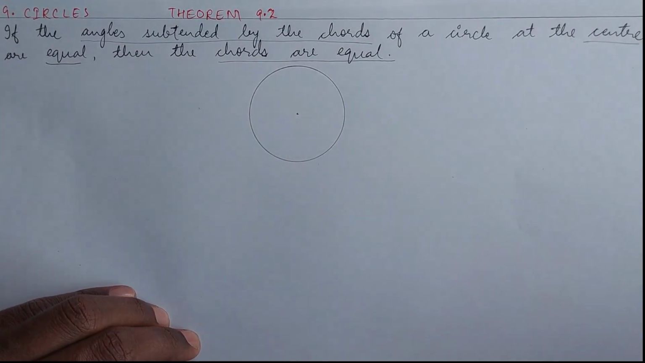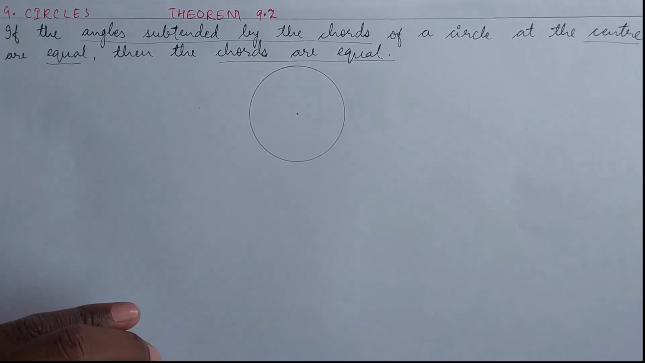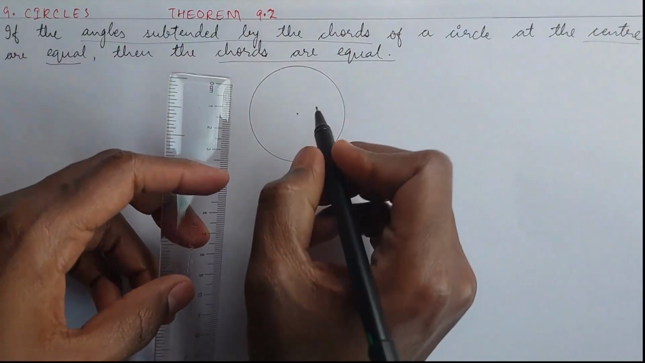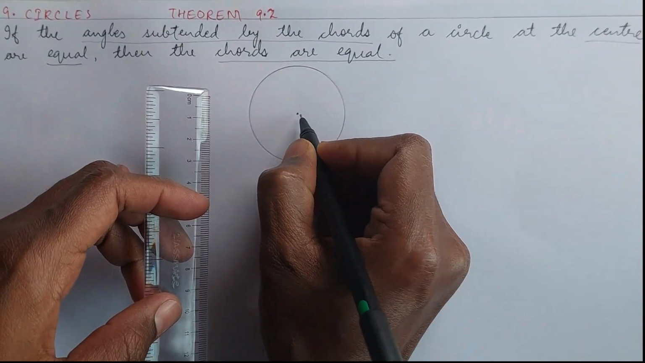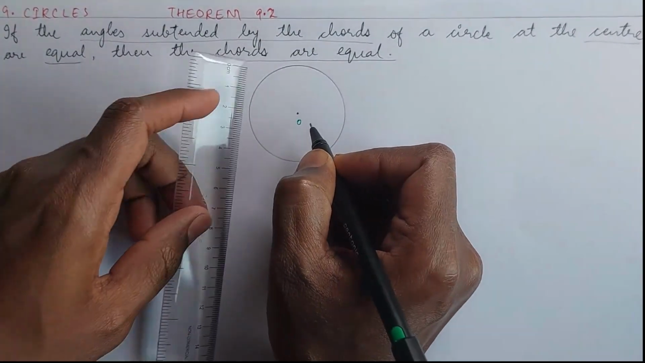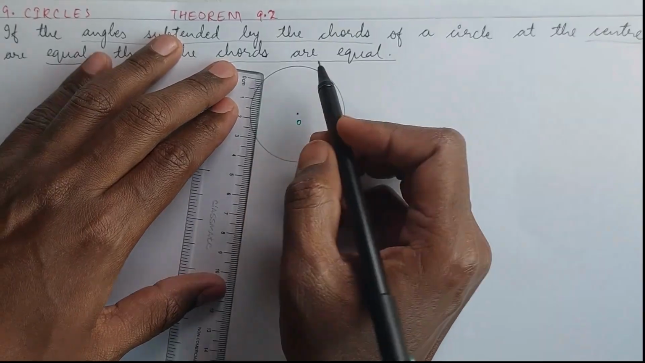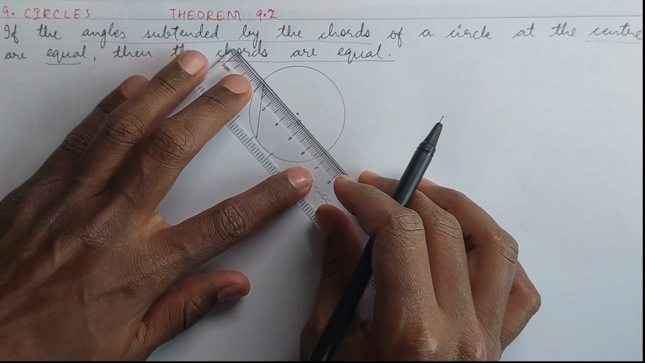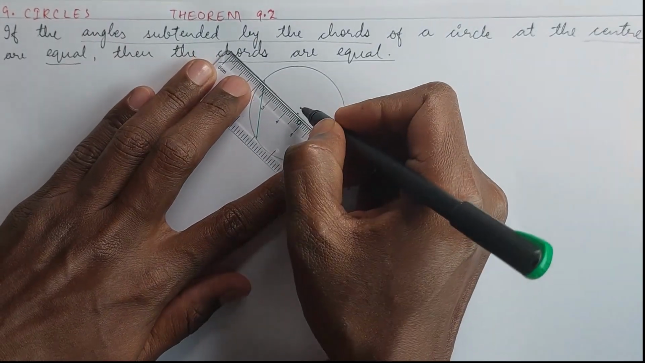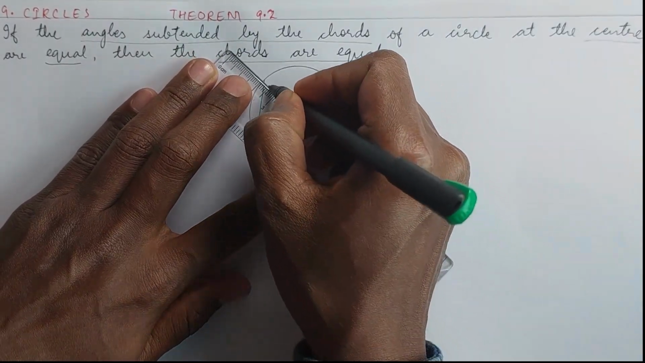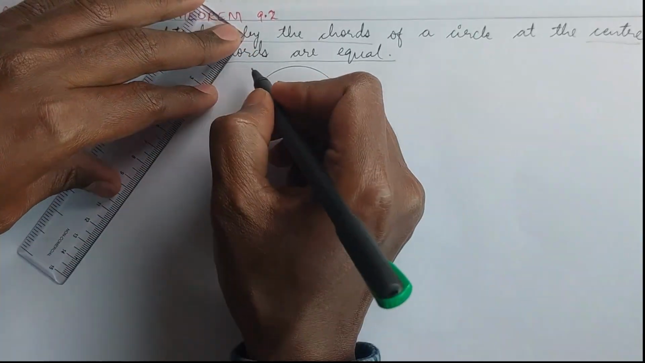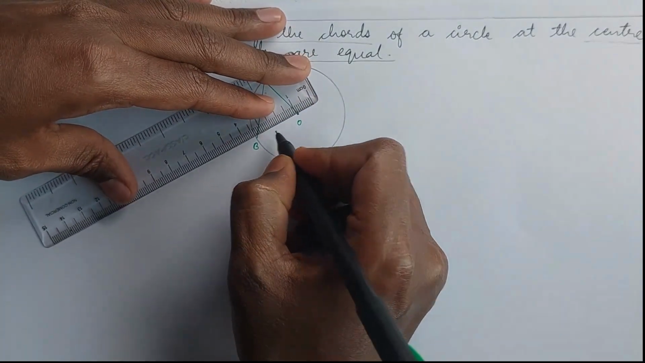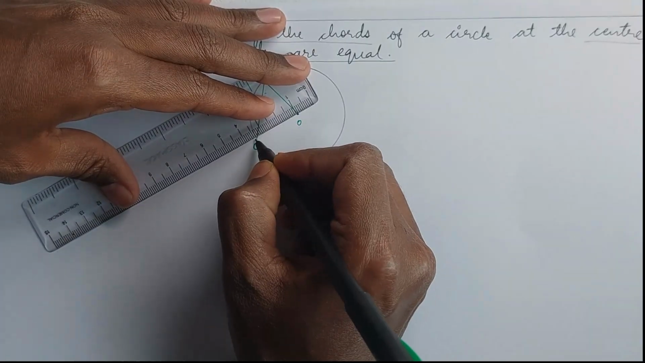First, I have drawn a circle here. Now let us draw two chords for this circle. Let us first name this center as O. And here I will draw two chords and I will join it with center. So this is chord AB and I have joined it with center.